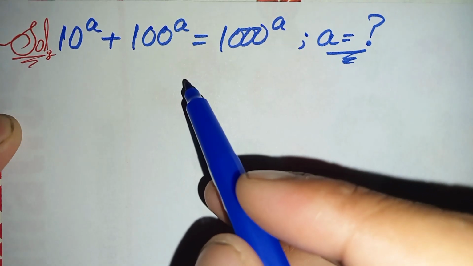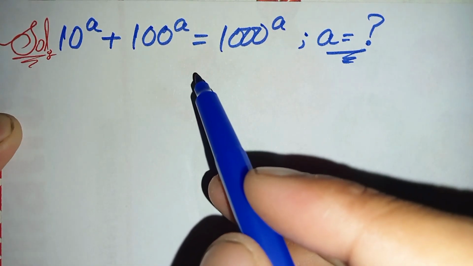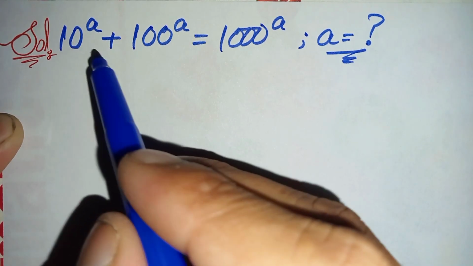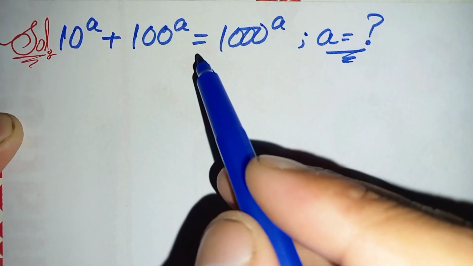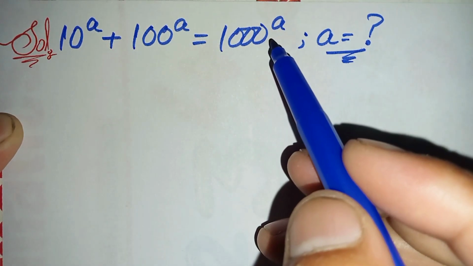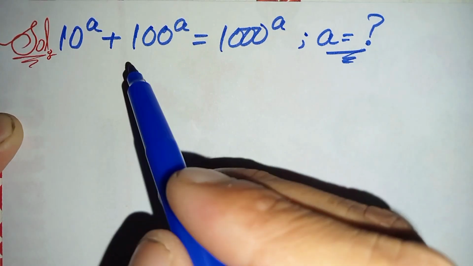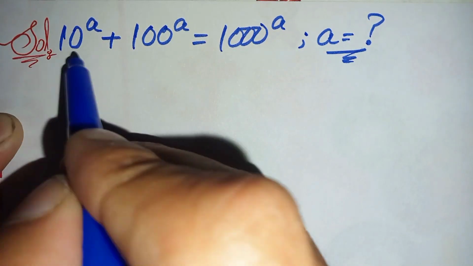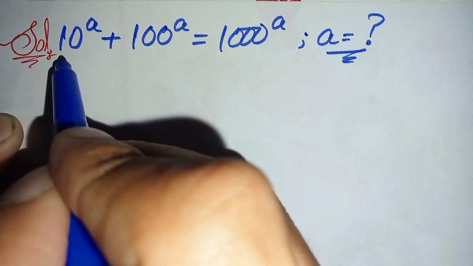Hi everyone, how to solve this nice and wonderful exponential equation, that is 10 raised to power a plus 100 raised to power a is equal to 1000 raised to power a. Now here first of all we will divide all the terms in this equation by 10 raised to power a, by this term.